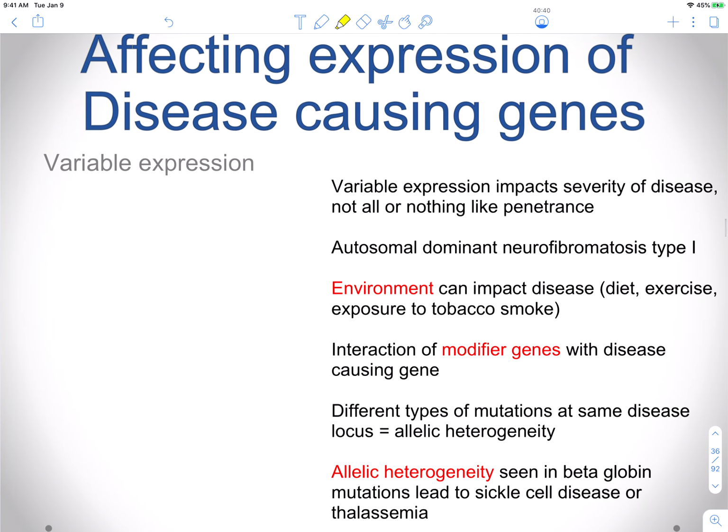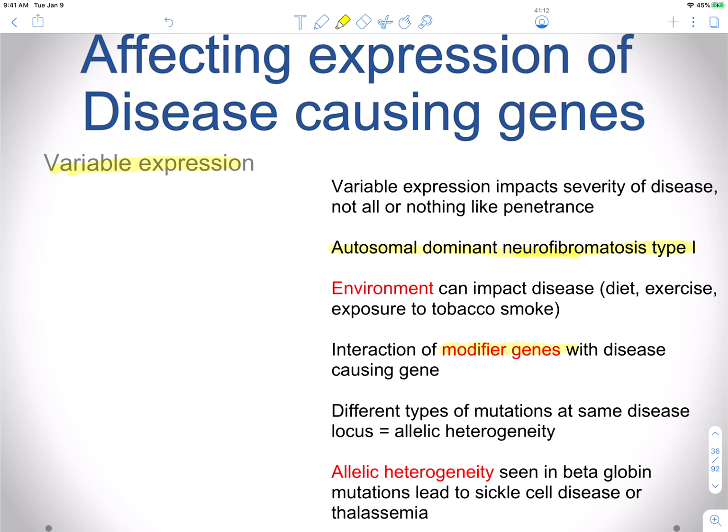All right, so another term that plays a role in expression is variable expression. This is going to impact the severity of the disease. It's not an all or nothing thing like penetrance. So we have autosomal dominant neurofibromatosis type 1, and then you have the environment, which can impact the expression of the disease, such as your exposure to tobacco smoke, diet, exercise. Also, modifier genes could have different impacts on the presentation of the disease.